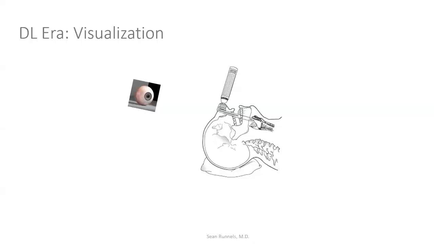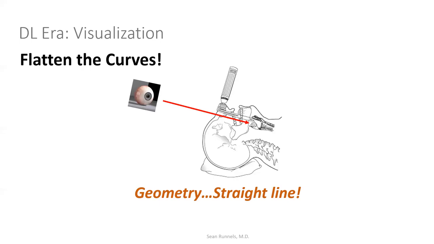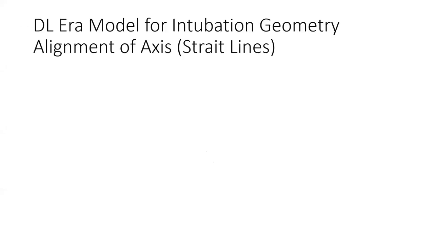Okay, so the DL, how did we visualize in the DL era? We have to solve those corner problems. We flatten those curves. We create a straight line to the trachea, and between my eyeball and the vocal cords there can be nothing, or I wouldn't be able to see them. So everything is line of sight. The geometry that we use to describe the intubation model of this era involves a whole bunch of straight lines. Okay, so this is the alignment of axis model, straight lines.